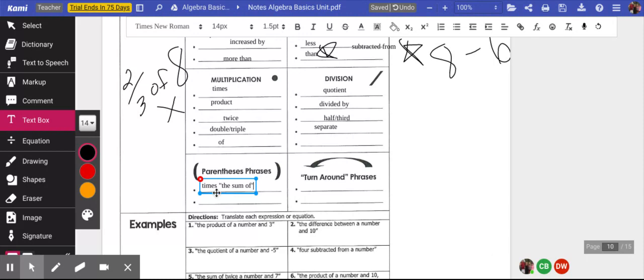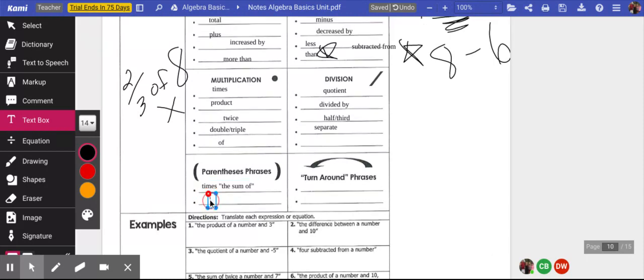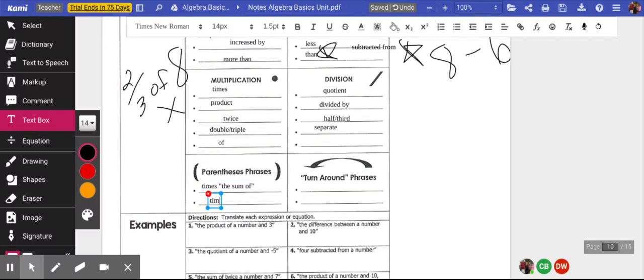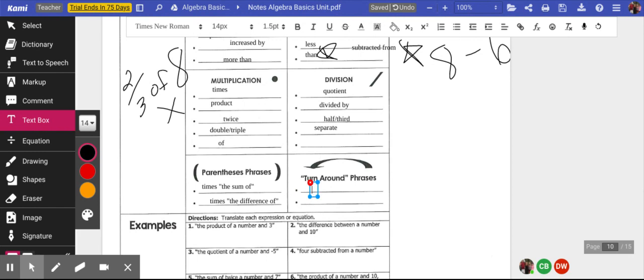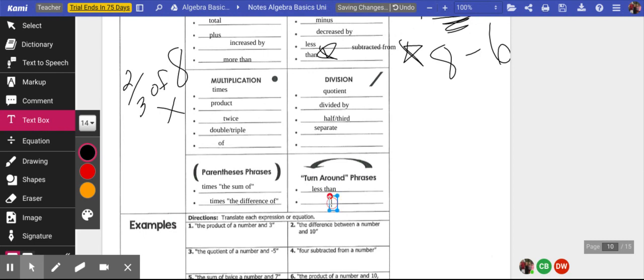And then if it says times, times the difference of, again, that is where you would put the parentheses. And then we already talked about this. Those turnaround phrases are the words less than or subtracted from.